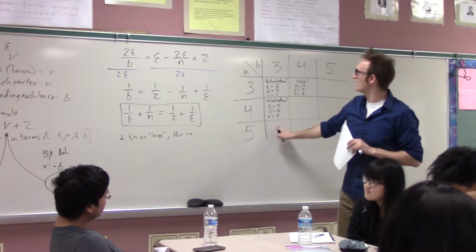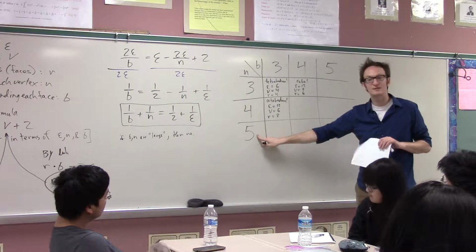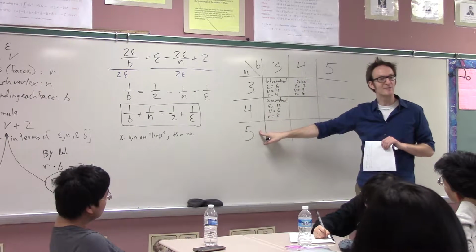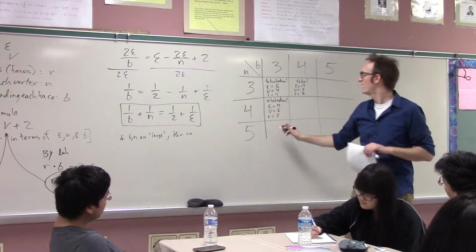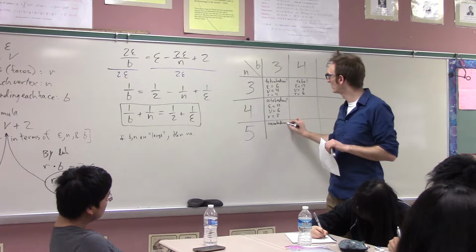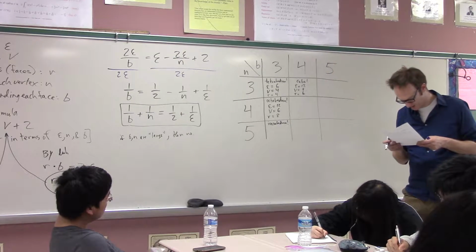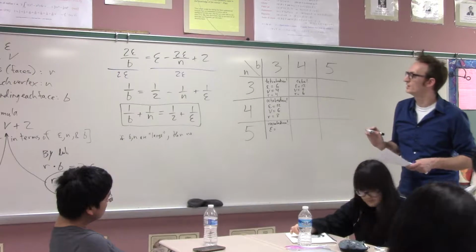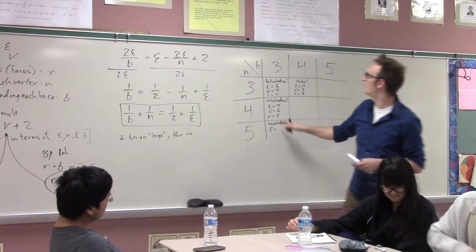Let's do this one. What is this one? If B is 3 and N is 5, so triangles, 5 meeting at each vertex, what's that? Icosahedron! What is epsilon now? Epsilon. Oh, this one's fun.